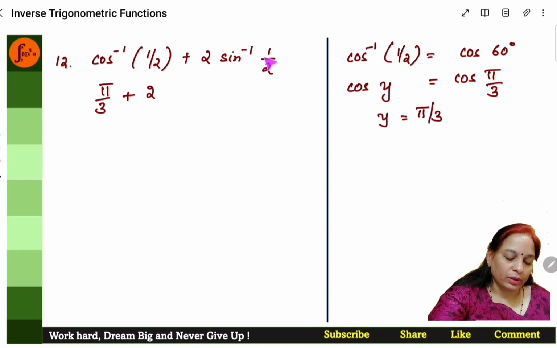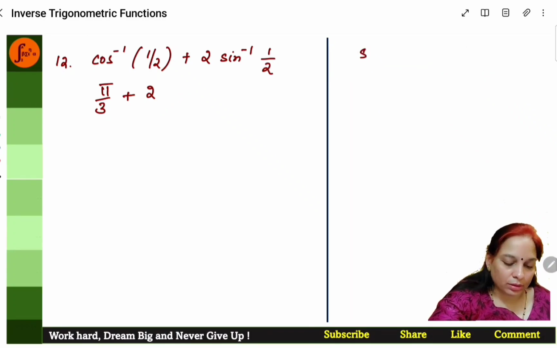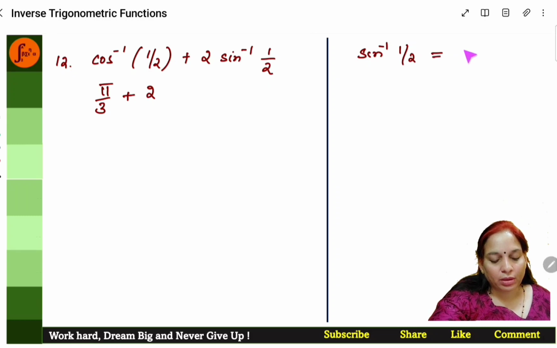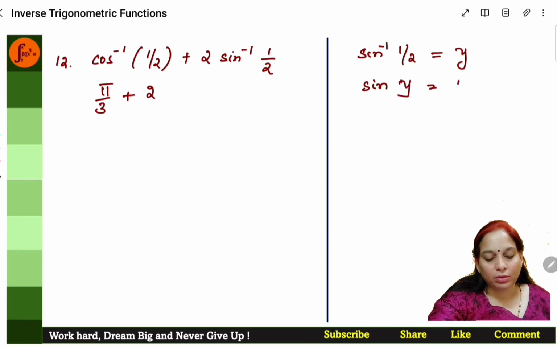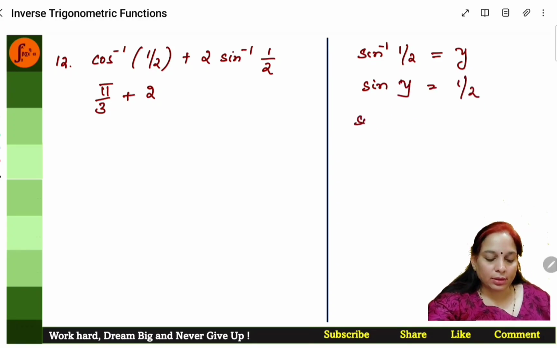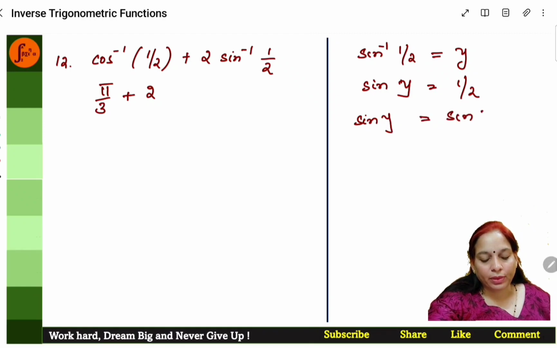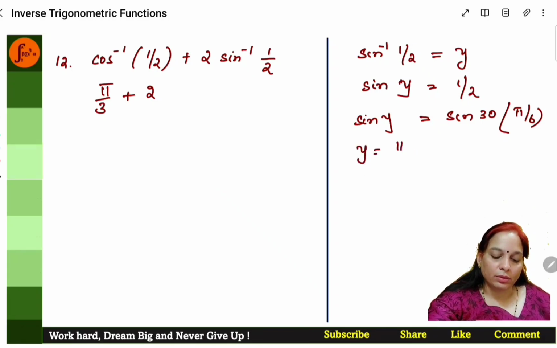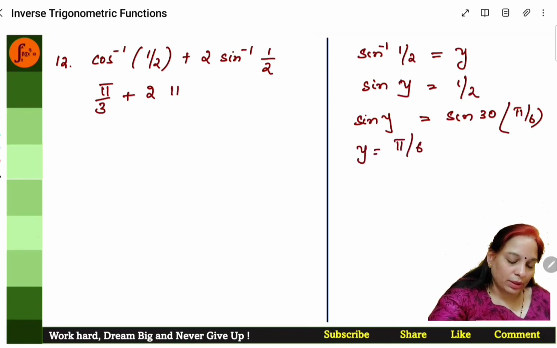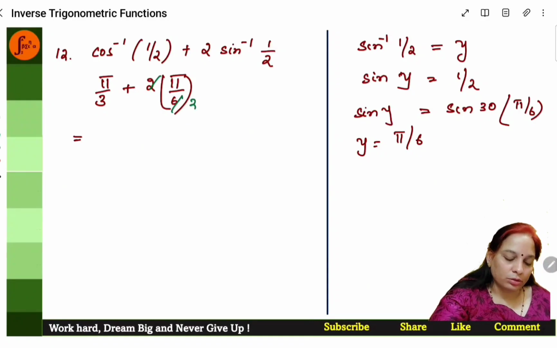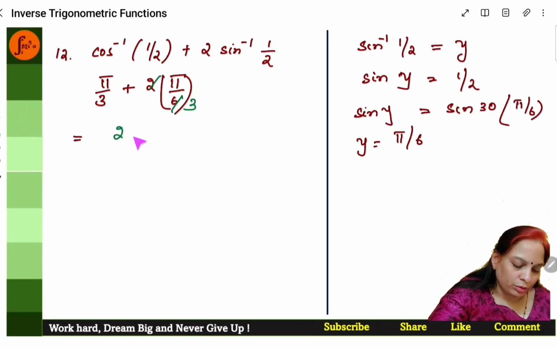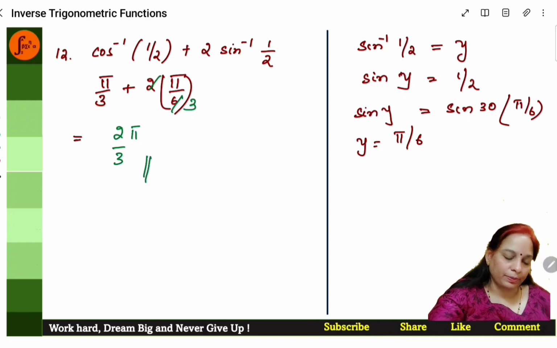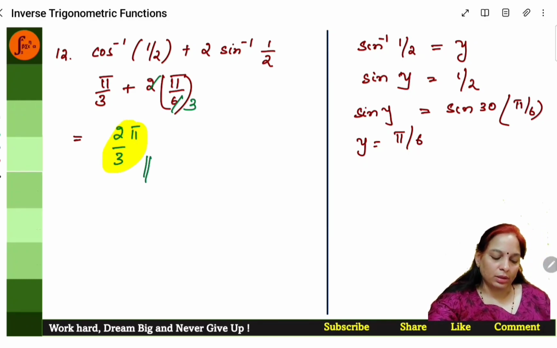Then 2 sine inverse of half. Sine inverse of half is nothing but, you say it's y, that means sine y is equal to half, and half is nothing but sine 30. Sine 30 is pi by 6. So y is equal to pi by 6. So I'll write here pi by 6. So this is going to be 2 1s are, 2 3s are. So this is going to be 2 pi by 3. This is the answer. 2 pi by 3 is the answer.